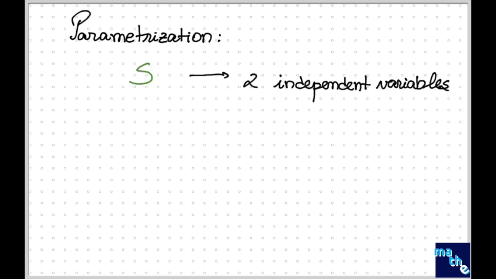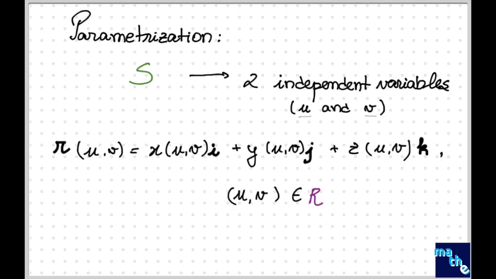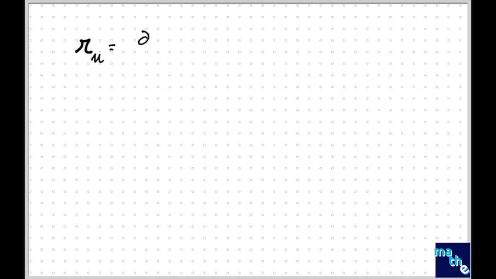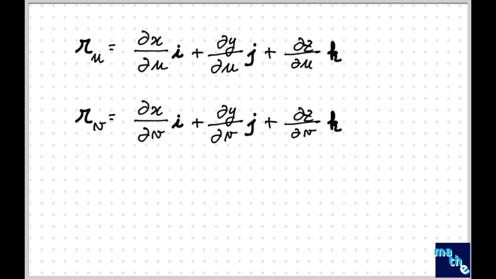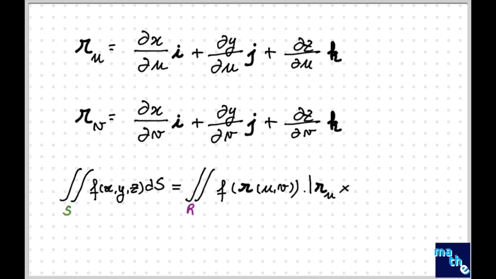For that, we need to parameterize the surface S, which can be described using two independent variables, for instance, u and v. Let r be the parameterization we work with, which gives us for each couple of u and v a point in the surface S. We need to assess the partial derivative of r with respect to u, as well as with respect to v. After that, we can finally transform the surface integral into a double integral, and then it's just to calculate it.